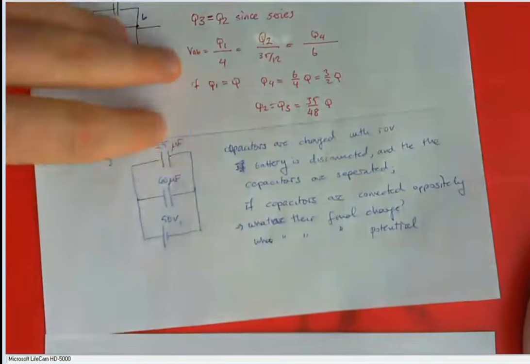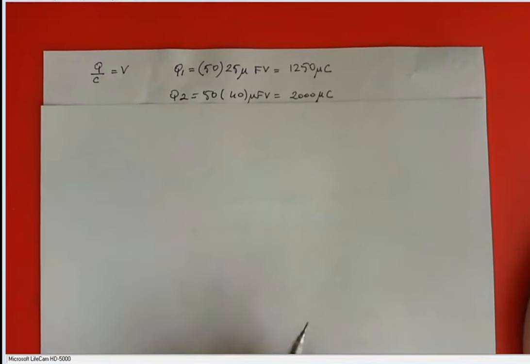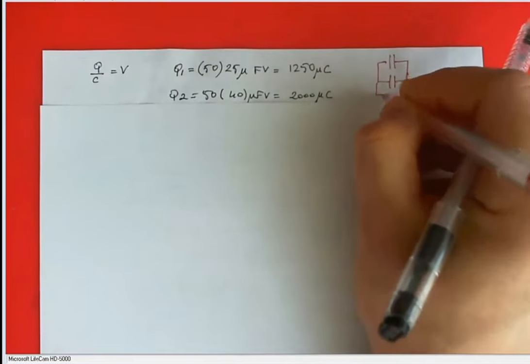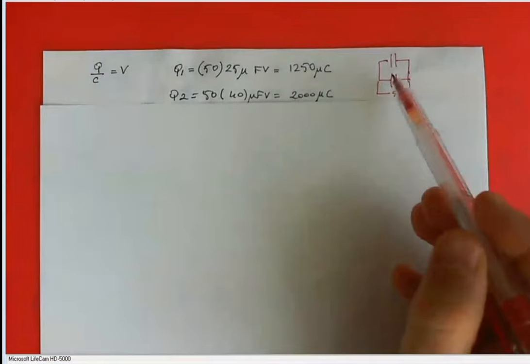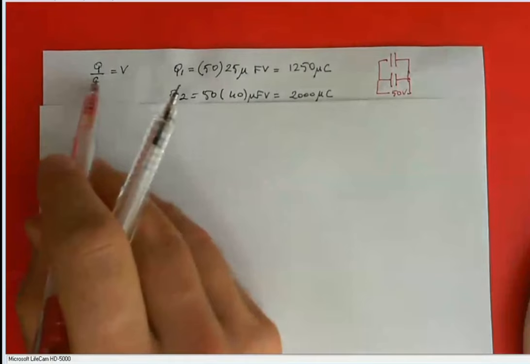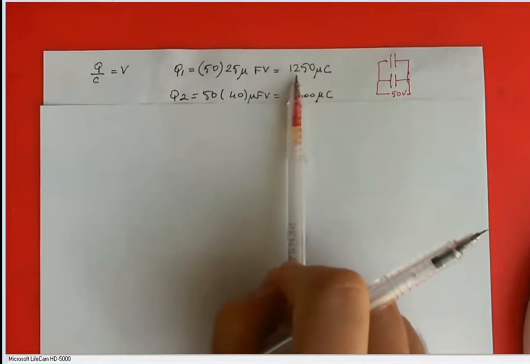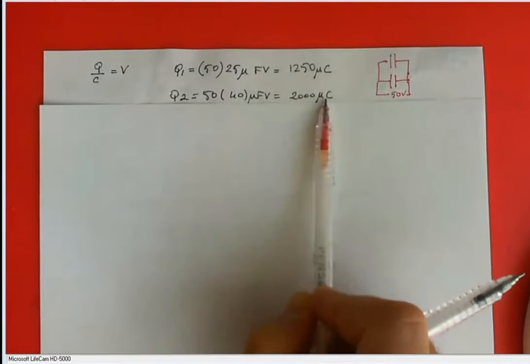Let's move to the answer to that question. First, we need to find the initial charge of the system. Initially, they are all in parallel like this, right? And the potential is 50 volts. So they have charges according to the potential, and Q is equal to C times V. So we can find Q1 to be 50 times 25, that is 1250 microcoulomb. And 50 times 40 is 2000 microcoulomb.